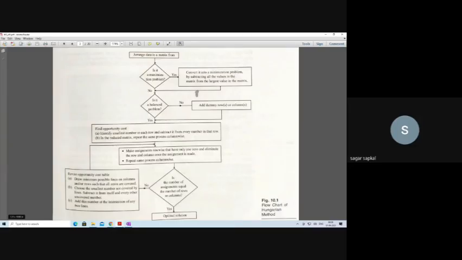Now we have to find the opportunity cost. How to find that? For that you have to identify the smallest number in each row and subtract it from every element of that row. Each row, that is important, and subtract it.